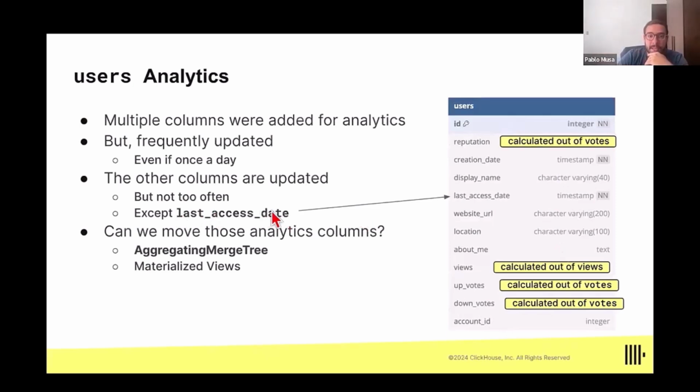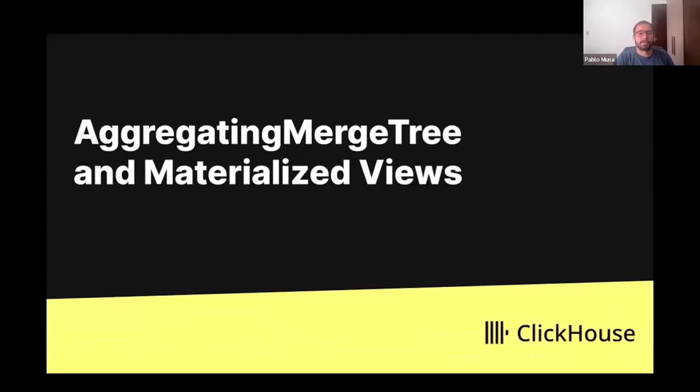Last access, this is updated very often. So in this case, you would probably need a different strategy, like a replacing merge tree. I think that would be an option in here. Or the best option is probably to keep this in PostgreSQL and just move to ClickHouse just the analytics part that you need.